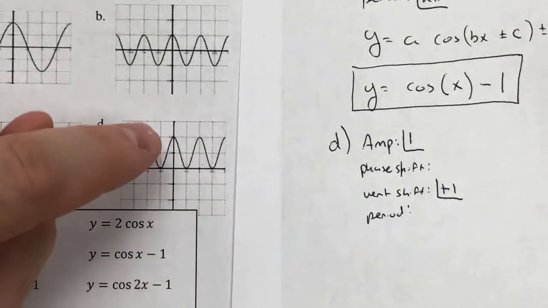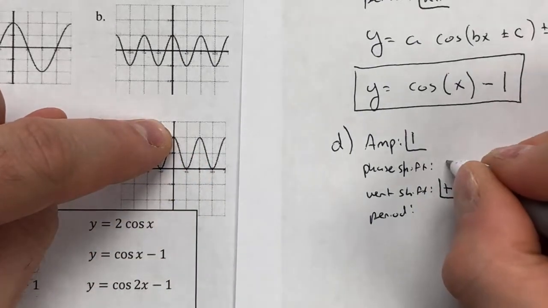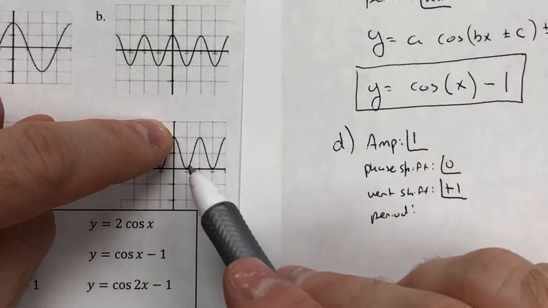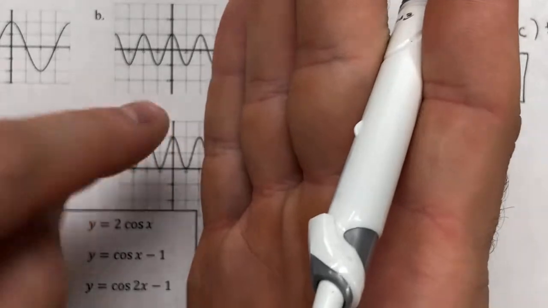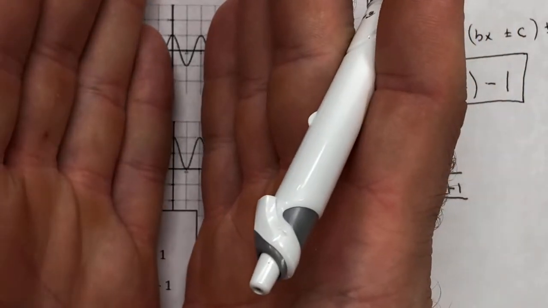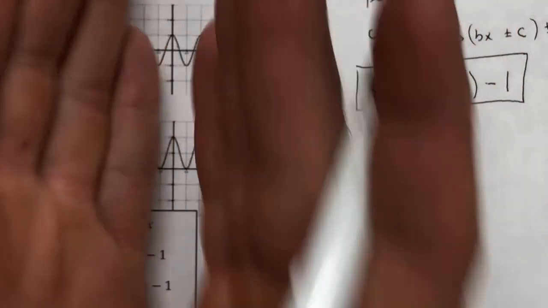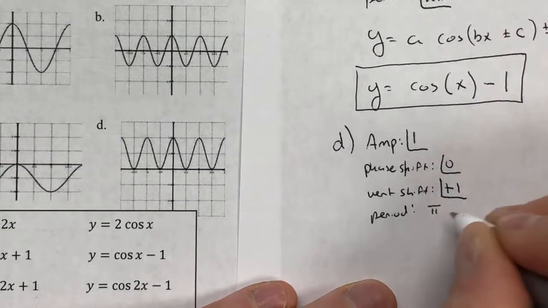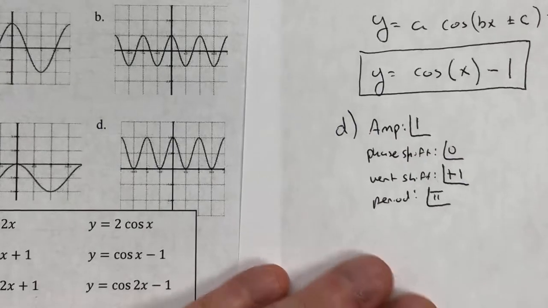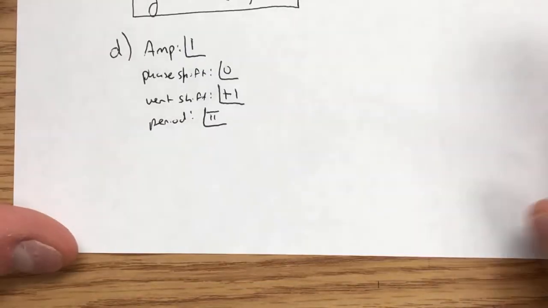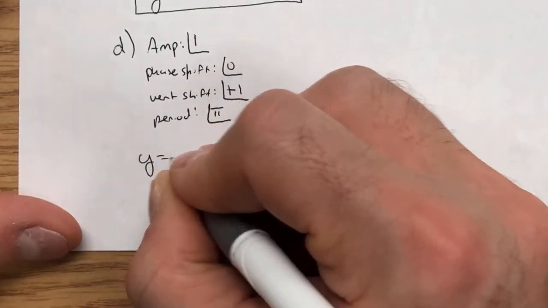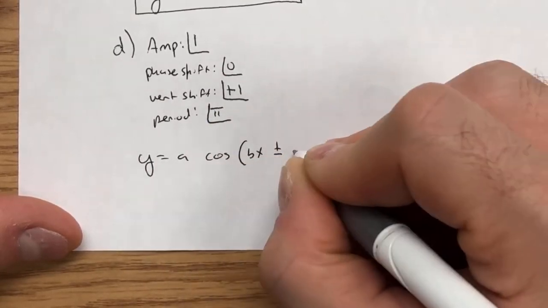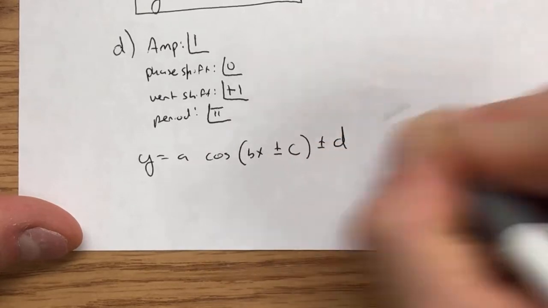Phase shift is how far left or right. It should always start at a peak. So there's no phase shift. And the period is how long it takes to repeat itself. So from here to here, the graph completely repeats itself. That's going to be pi over 2 and 2 pi over 2. 2 pi over 2 reduces down to pi. Okay. That's all the information we need to graph or come up with the equation. Y equals a cosine of bx plus or minus c plus or minus d.